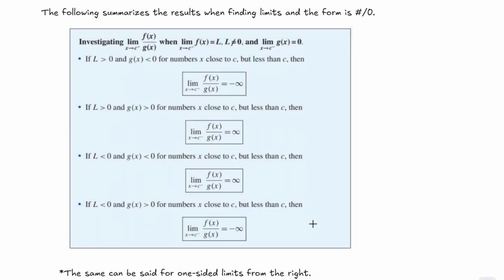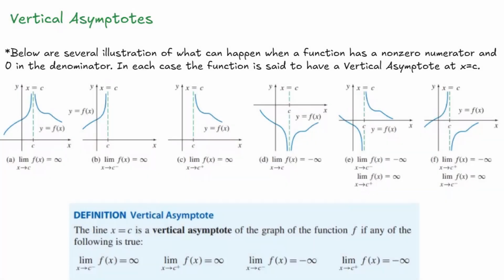Now we have 4 results when finding limits of the form number over 0 where the numerator is not 0. This is just a lot of complicated notation that is just saying the limit from the left can either be positive or negative infinity, depending on if the numerator approaches a positive or negative number and if the denominator is approaching 0 from a number to the left or to the right of 0. And all of these are in terms of left-handed limits, but the same can be said for one-sided limits from the right. Now we want to talk about vertical asymptotes.